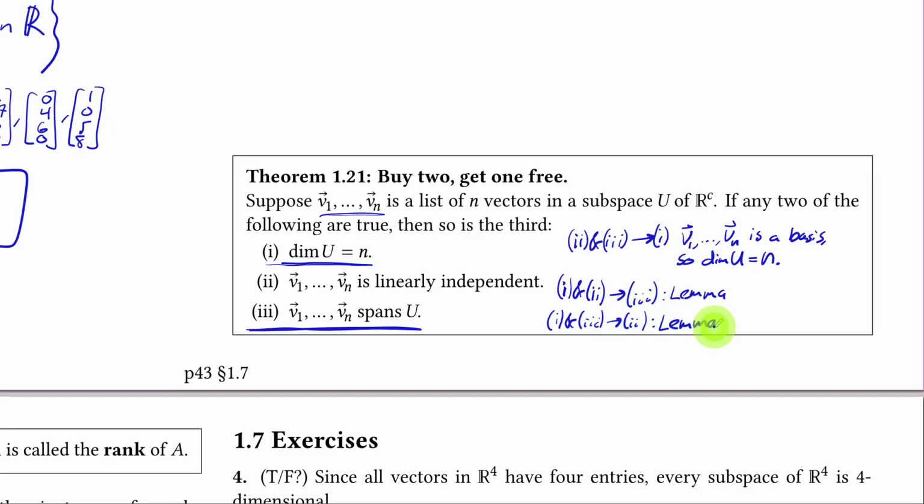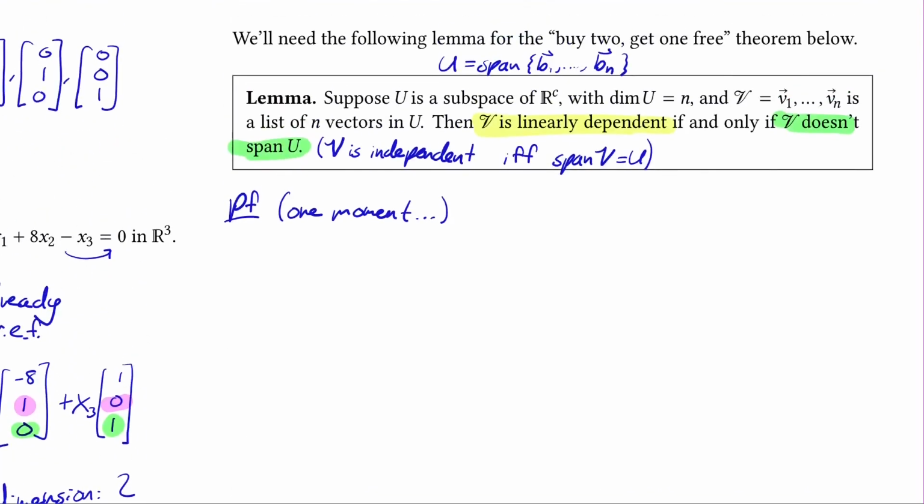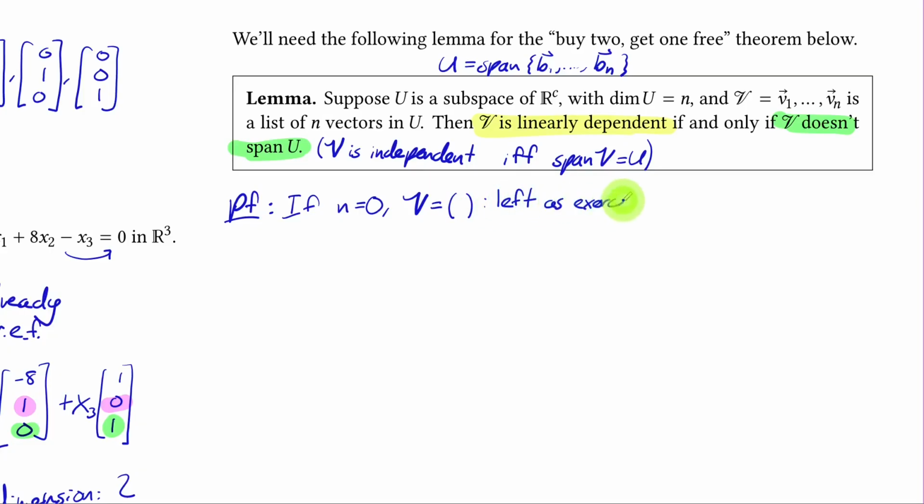So this theorem is really a kind of more convenient way of repackaging what the lemma says. But the lemma is in an easier format to prove. So let's prove it. So first of all, there's a weird edge case where if you have n equals 0, like a list of no vectors, that means your list of vectors is just the empty list, then it's an exercise to prove it. So we'll leave that as homework, I guess. So let's assume that we have at least one vector.